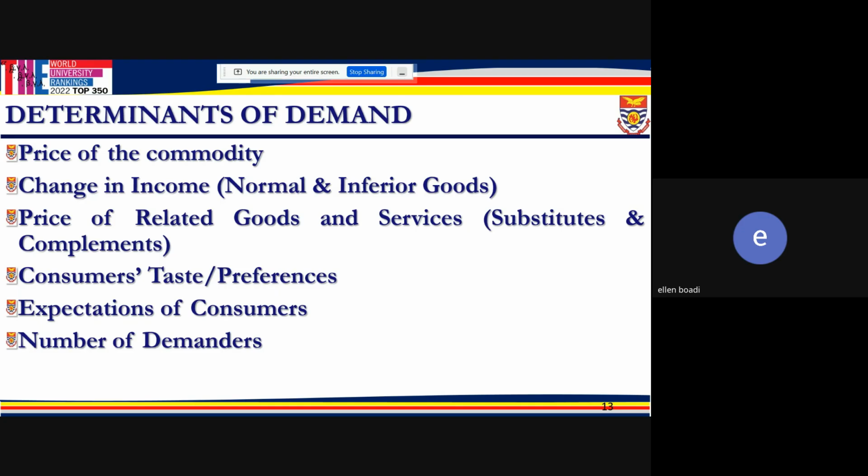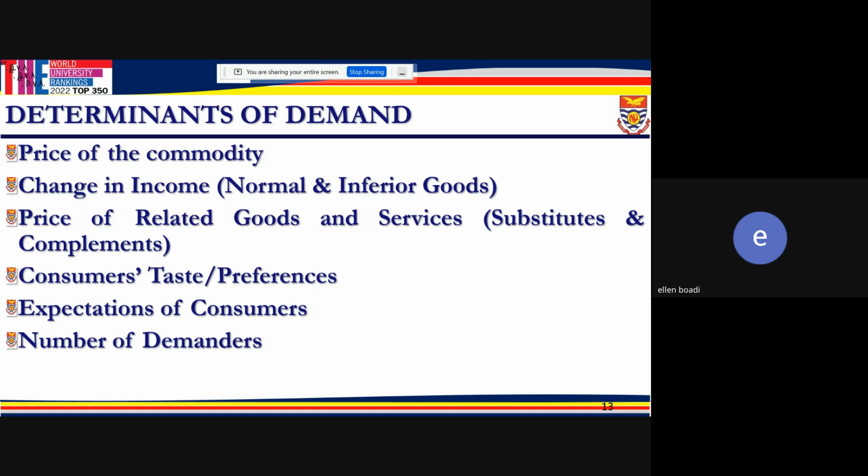We've explained taste and preferences already, and expectations. If you expect that next month prices of bags of rice are going to increase, what will you do right now? What will be the quantity that you go for right now? If you expect that prices will increase next month, you would buy more.